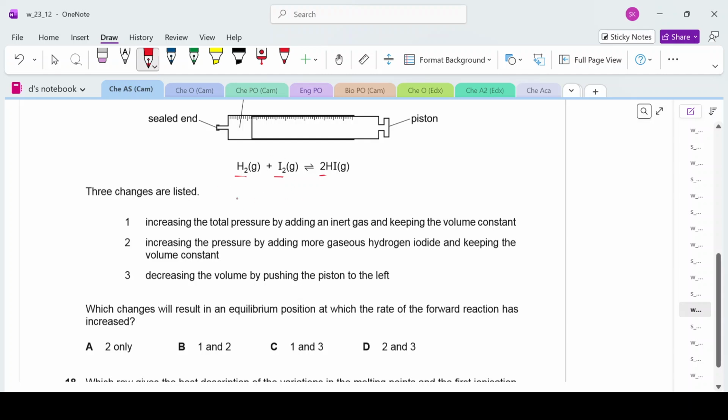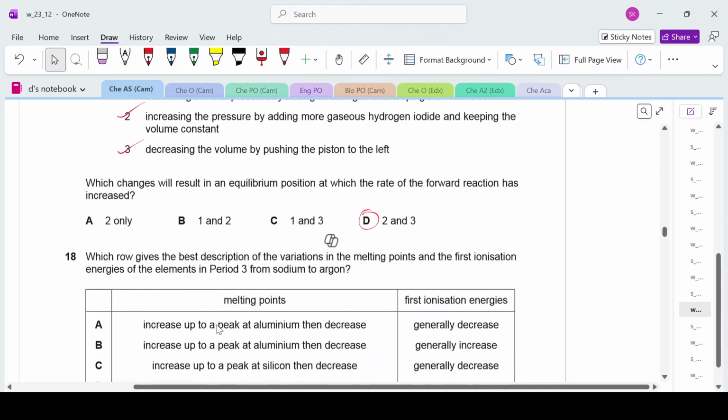Now, the only way you can increase the rate of the reaction is by using a catalyst or lowering the volume so the particles are closer together, or increasing the temperature maybe. So this is not it. Increasing the pressure by adding more gaseous hydrogen iodide. They are saying pressure itself won't do anything, but if you add more hydrogen iodide, what will happen? Equilibrium will shift to the left, so the concentration of hydrogen and iodine will increase and the rate will increase. So what? Decreasing the volume by pushing the piston to the left. All the particles are closer together now, so the reaction will go faster. 2 and 3. D. So number 17 is D.